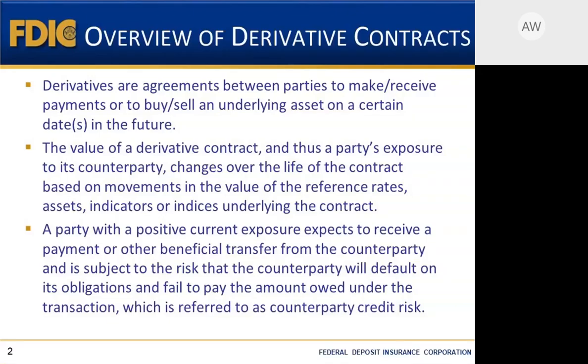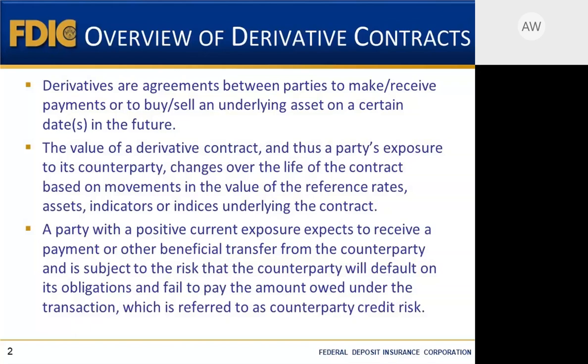In general, derivative contracts represent agreements between parties either to make or receive payments or to buy or sell an underlying asset on a certain date or dates in the future. Parties generally use derivative contracts to mitigate risk, although such transactions may serve other purposes. For example, an interest rate derivative contract allows a party to manage the risk associated with a change in interest rates, while a commodity derivative contract allows a party to fix commodity price in the future and thereby minimize any exposure attributable to unfavorable movements in those prices.